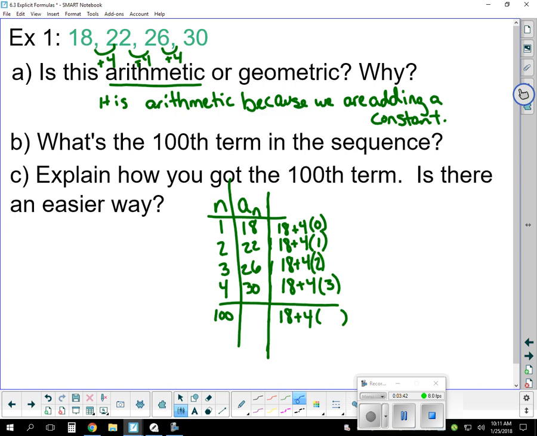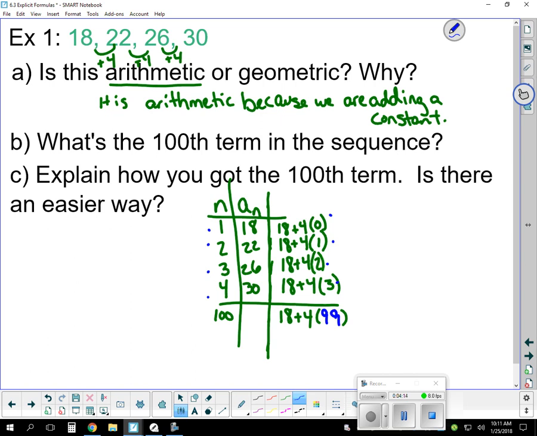Well, if you compare these numbers to the n's, what do you notice? The number you're multiplying by is always 1 less than your n. 3 is 1 less than 4. 2 is 1 less than 3. 1 is 1 less than 2. 0 is 1 less than 1. So this isn't going to be n, it's going to be n minus 1. But in this case, our n is 100. So what number should be there? A 99.